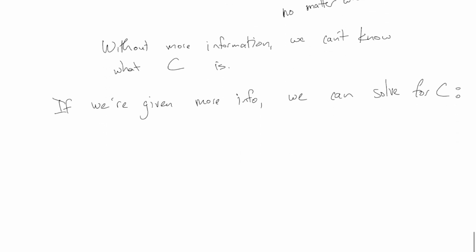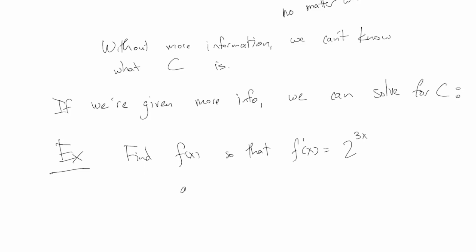And here's an example of that. So here's a typical initial value problem. It will look something like this. I would like to find f of x so that f prime of x equals 2 to the power 3x and f of 0 equals 10. All right? Find f of x so that f prime of x is 2 to the 3x and f of 0 equals 10.